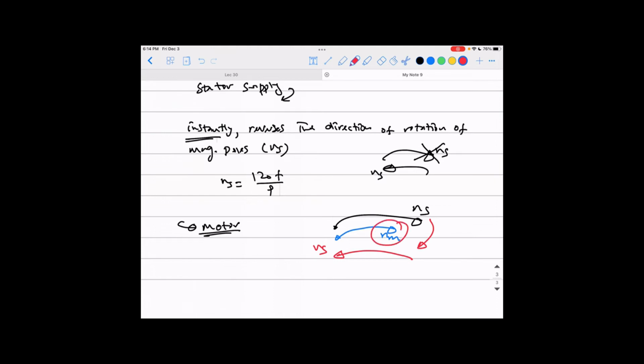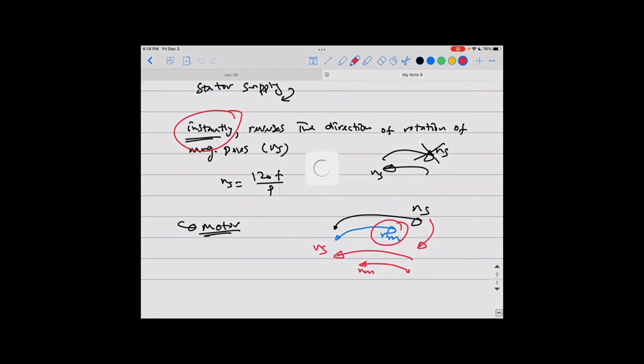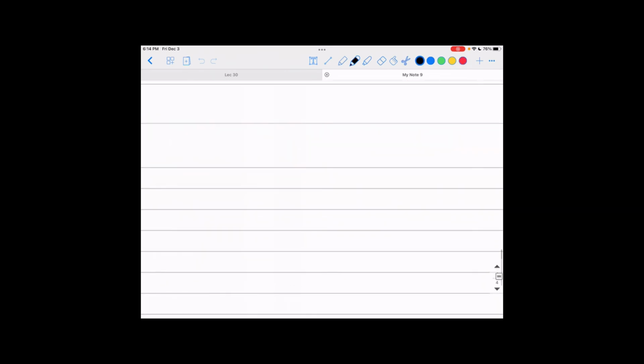What will happen for the mechanical speed? It should be also reversing direction to go like that. Okay? But could this mechanical speed be also instantly changing direction like the synchronous speed? You should know the answer, no. Okay? The rotor has inertia, okay? Because it has mass, it has weight into it. So Nm, the mechanical speed of the rotor, cannot be instantly reversed.